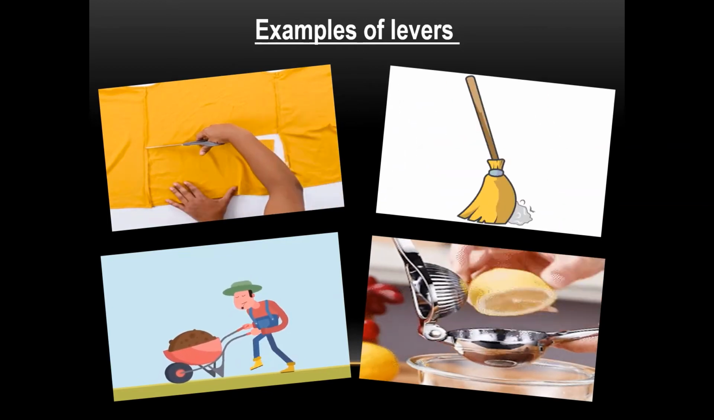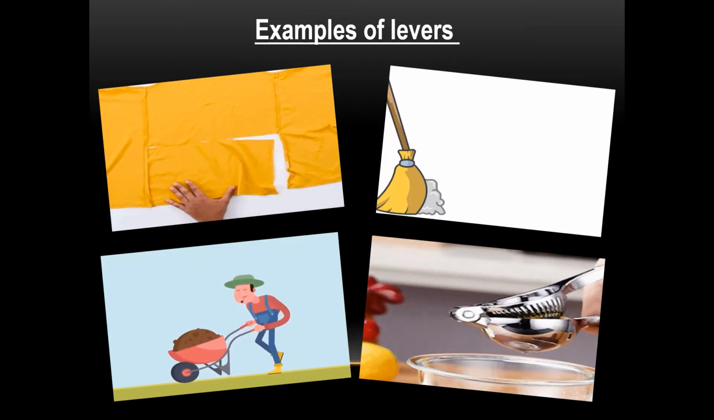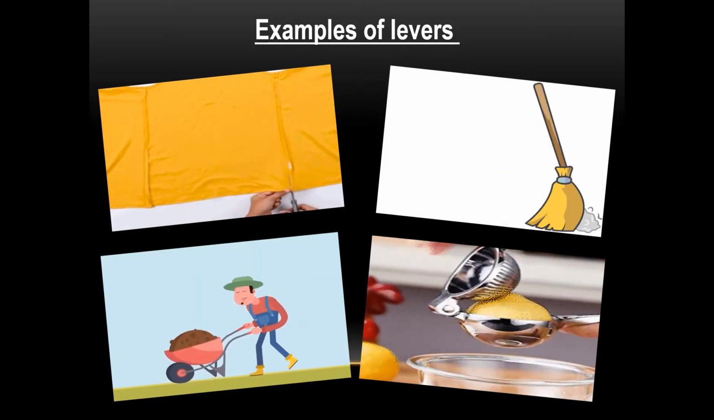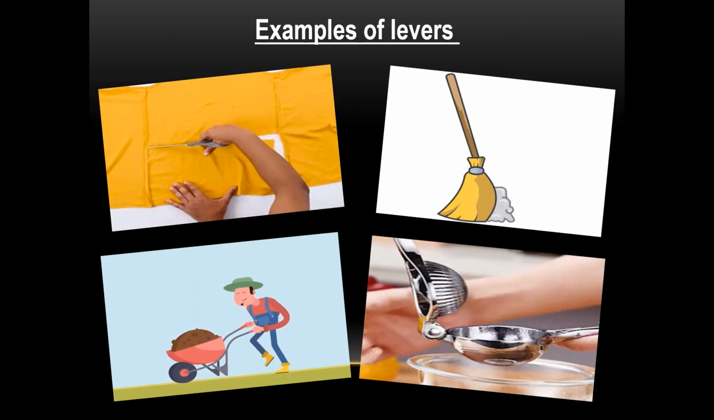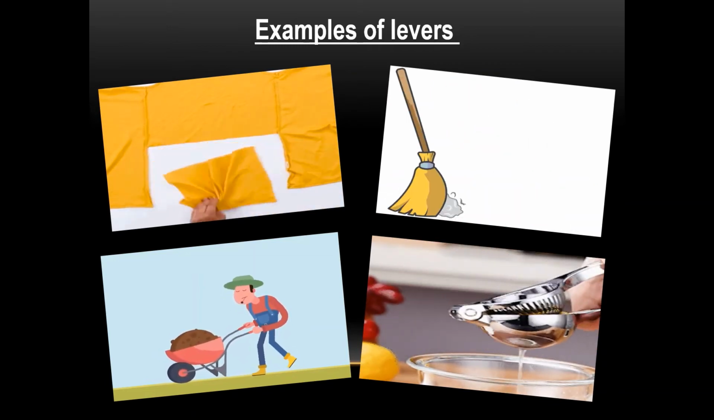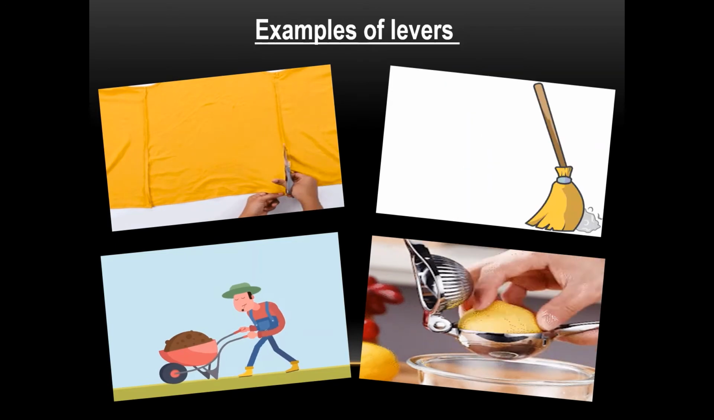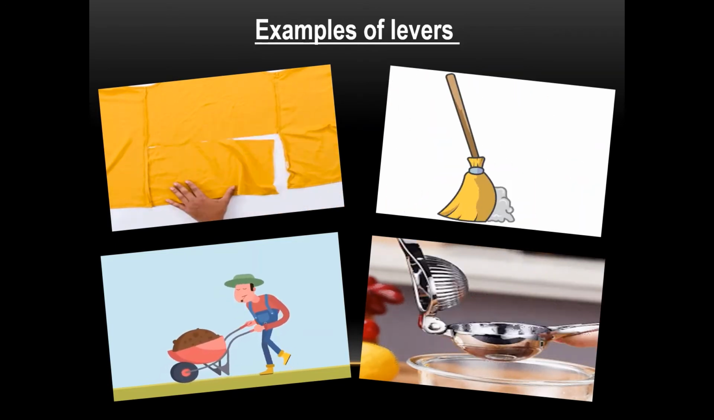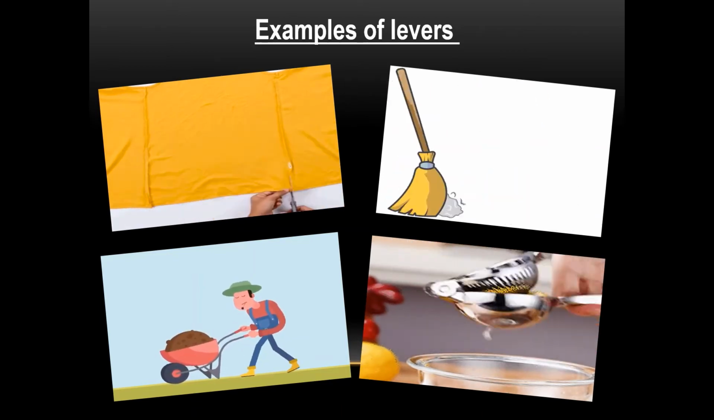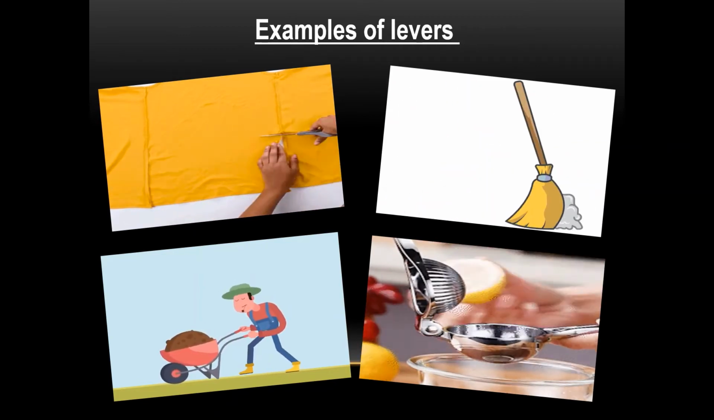Number 4, lemon squeezer. Okay, if you have a lemon and you want to squeeze it like that, which is easier to use, a lemon squeezer or your hand? For sure, a lemon squeezer is easier. So the examples of levers here: number 1, scissors; number 2, manual broom; number 3, wheelbarrow; and number 4, lemon squeezer.